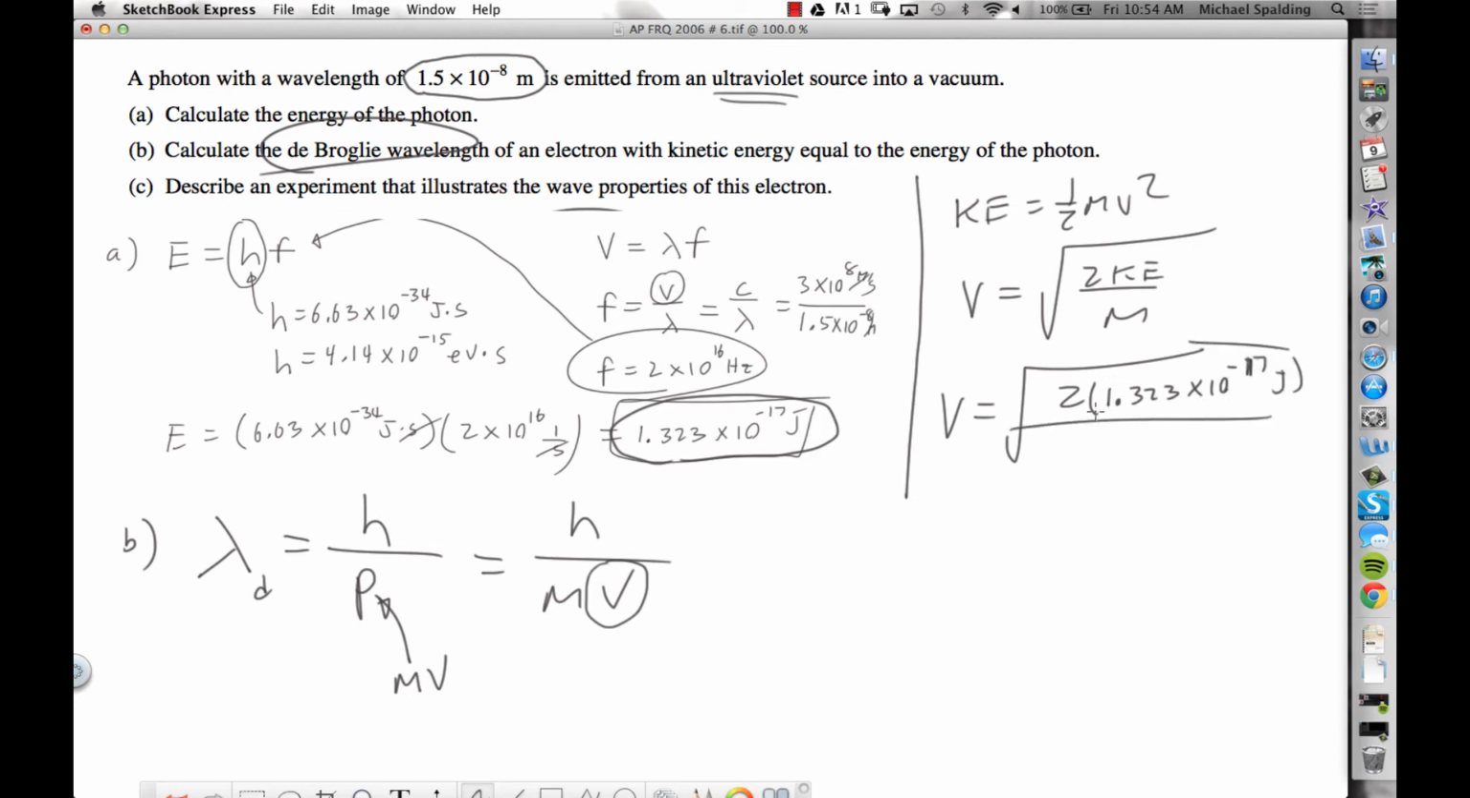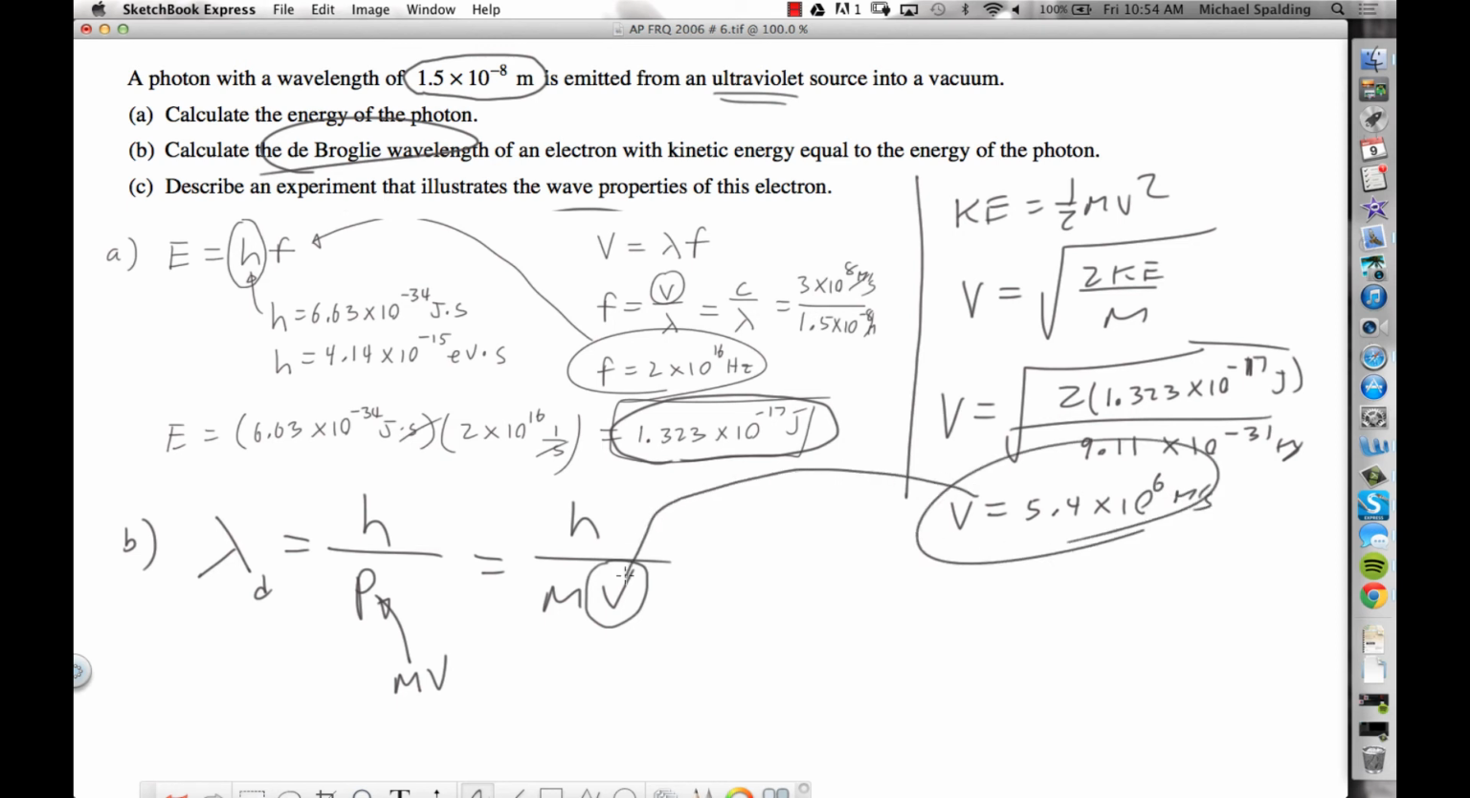And then the mass of an electron. Do you have to have that memorized? No, they give you the mass of an electron on the test: 9.11 times 10 to the negative 31 kilograms. So you get the velocity as basically 5.4 times 10 to the 6th meters per second.